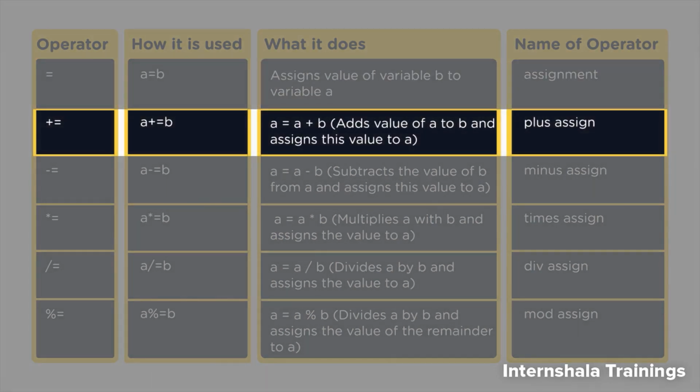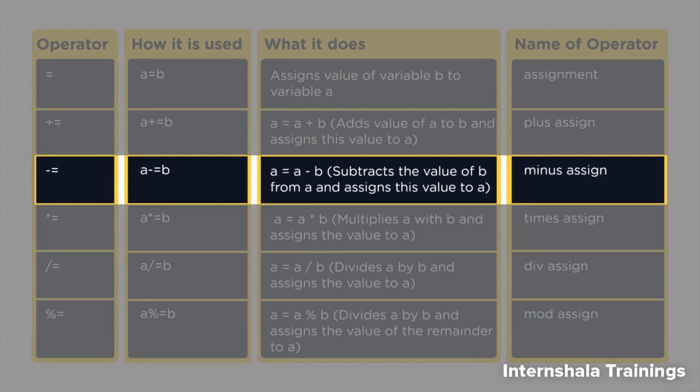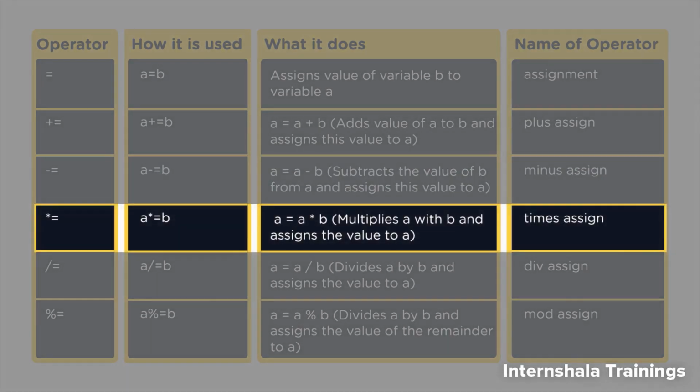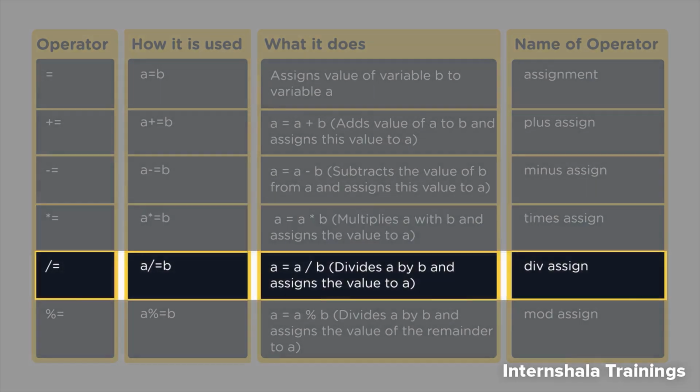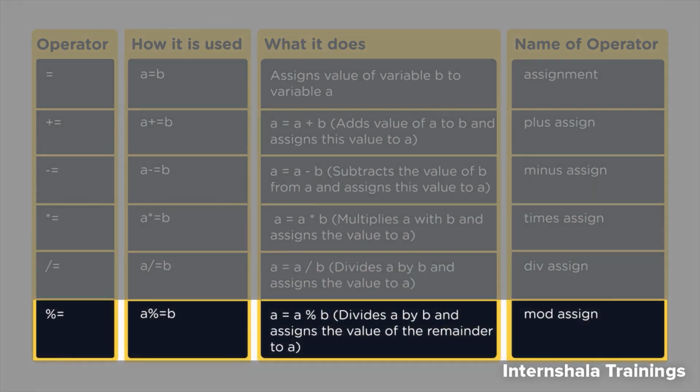The plus assign operator adds the value of A to B, and then this value is stored in variable A. The minus assign operator subtracts the value of B from the value of A, and the resultant is stored in variable A. The times assign multiplies the value of A to B, and then the result is stored in variable A. The div assign divides the value of A by B, and the result is stored in variable A. And the mod assign divides value of A by B, and the value of the remainder is stored in A.